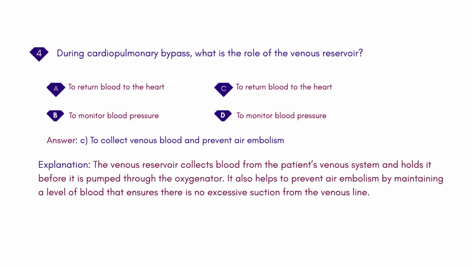Explanation: the venous reservoir collects blood from the patient's venous system and holds it before it is pumped through the oxygenator. It also helps to prevent air embolism by maintaining a level of blood that ensures there is no excessive suction from the venous line.